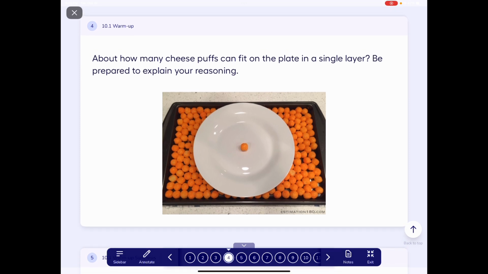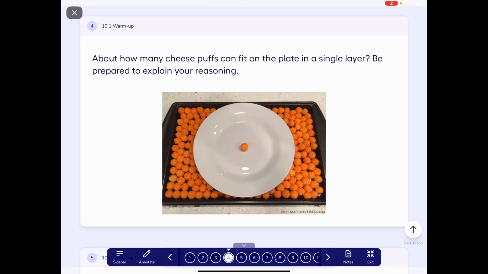About how many cheese puffs can you fit on the plate in a single layer? It's more like area than circumference. So how many cheese puffs can you fit in that space over the plate? Maybe going across, I have 8, and going the other way is 8, so maybe like 15 or 16 cheese puffs.